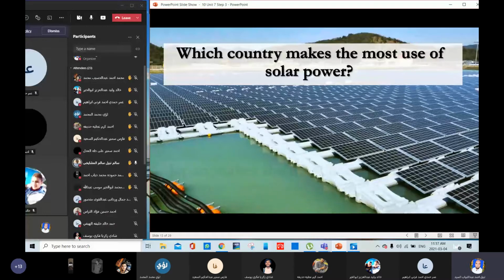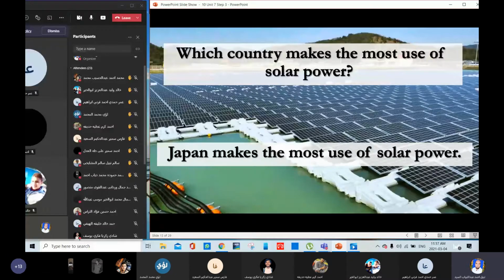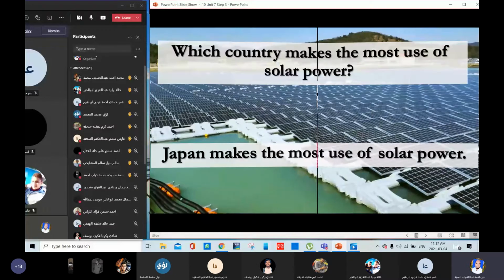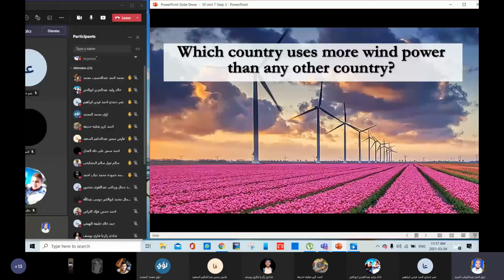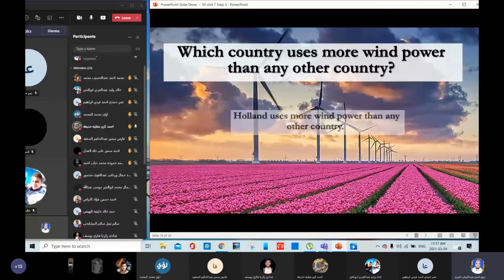Ahmed Karam. Holland. Yes, Holland uses more wind power than any other country. And which country is trying to lead the world in wave power technology? Let's see. Khalid Walid, Abul Khair.